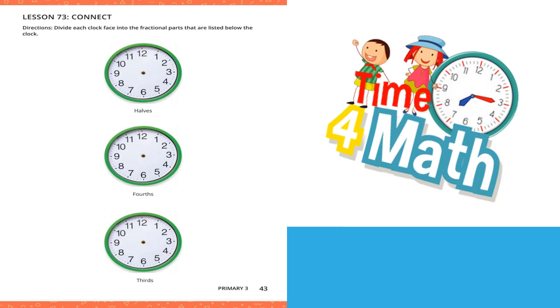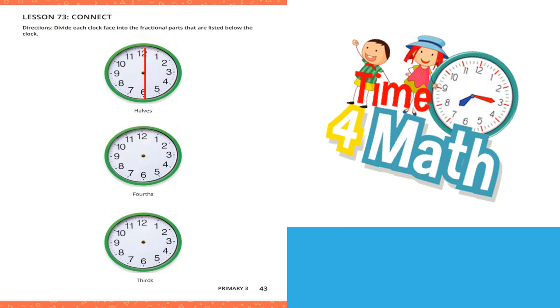73. The connect part. Divide each clock face into the fractional parts that are listed below the clock. The first clock face here has the word halves under it. So I want to divide this clock face into halves. The whole one contains how many halves? 2 halves, 2 over 2. So it will be like this. This is half and this is half.